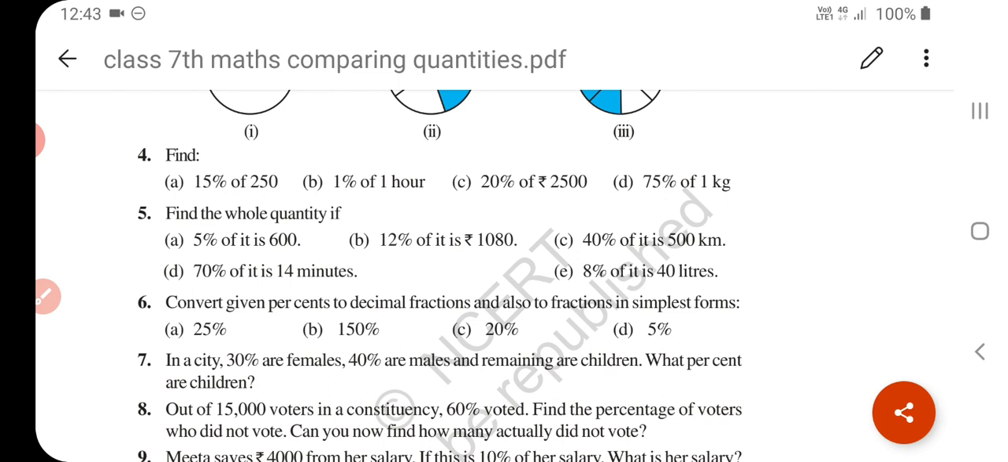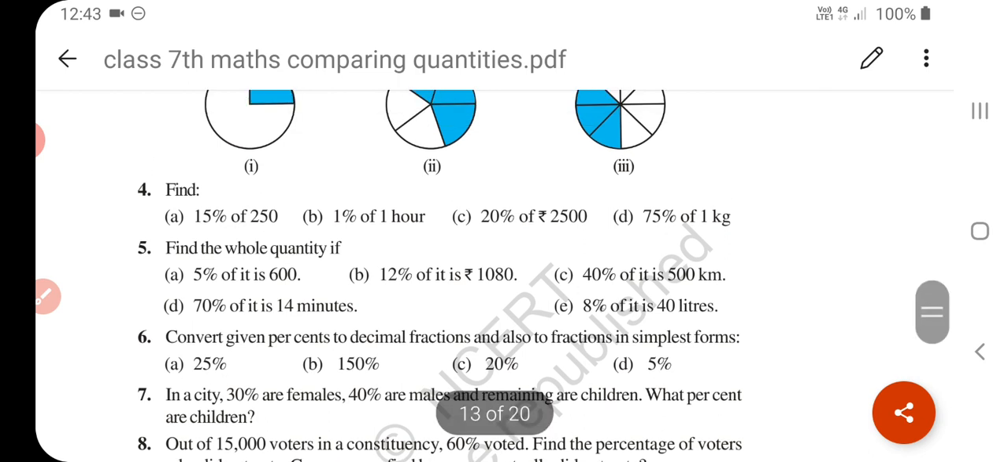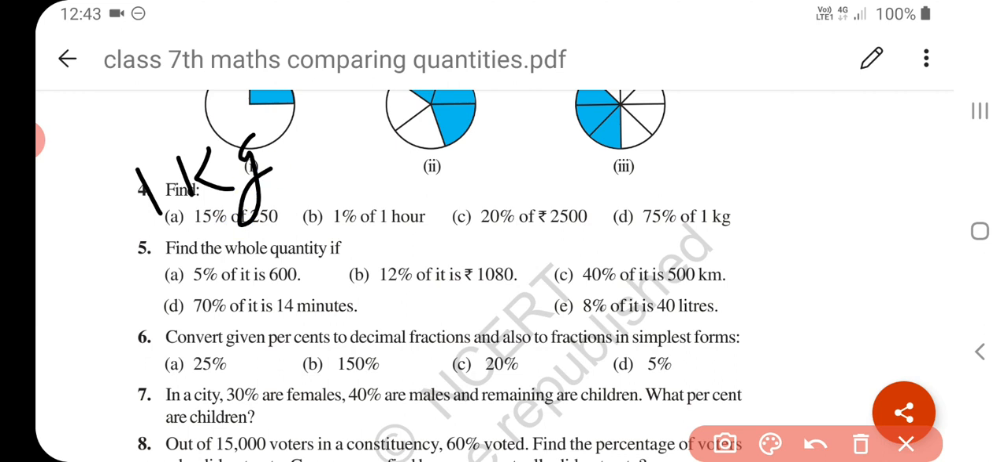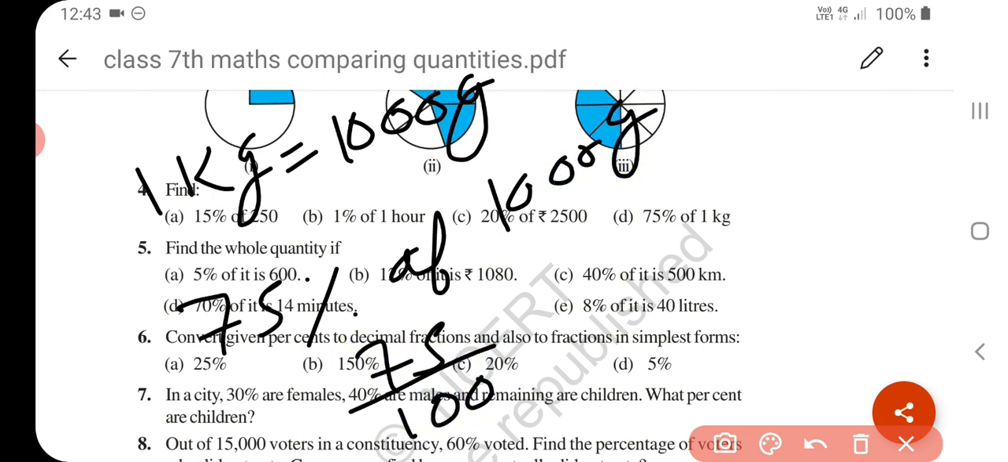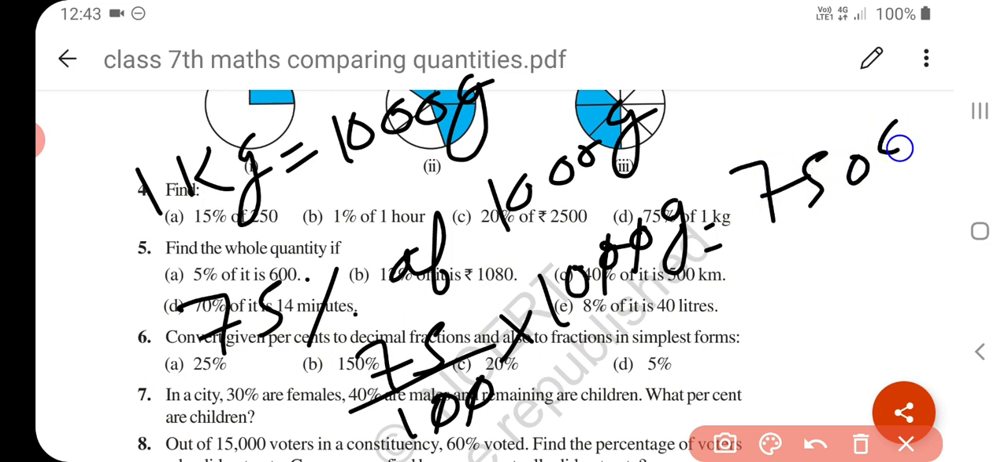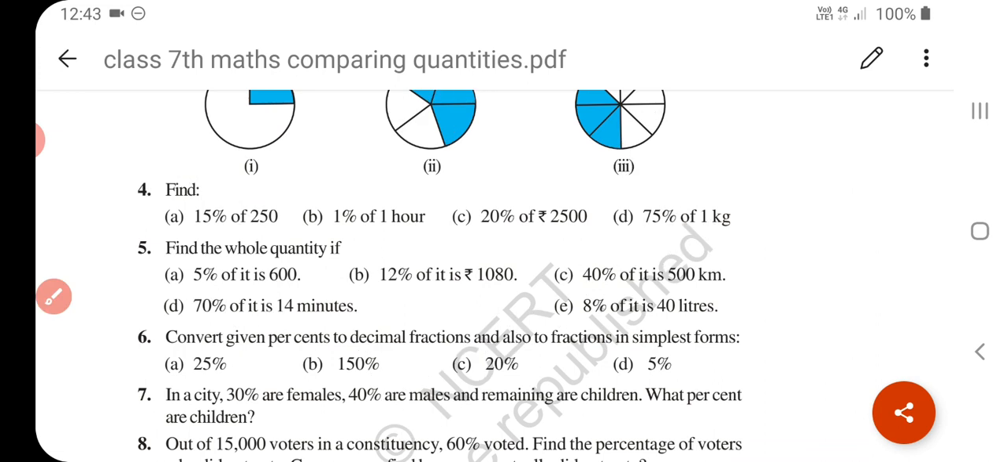One more I will do for you. 75% of 1 kg. You know 1 kg is equal to 1000 grams. So 75% of 1000 gram becomes 75/100 into 1000 gram. 2 0s cancel with 2 0s. So your answer is 750 gram. Understand? So this way you complete question number 4.